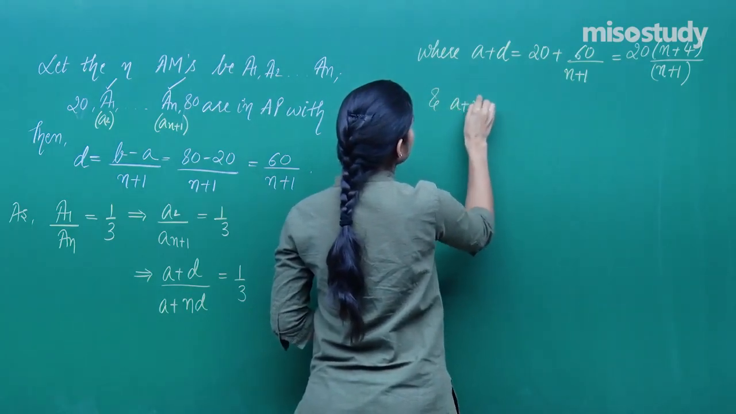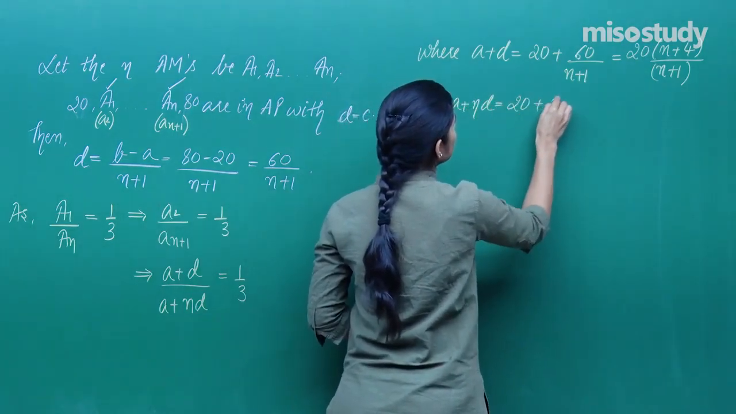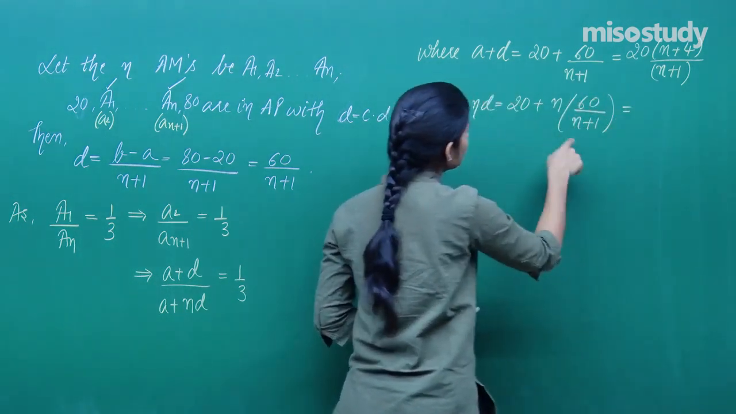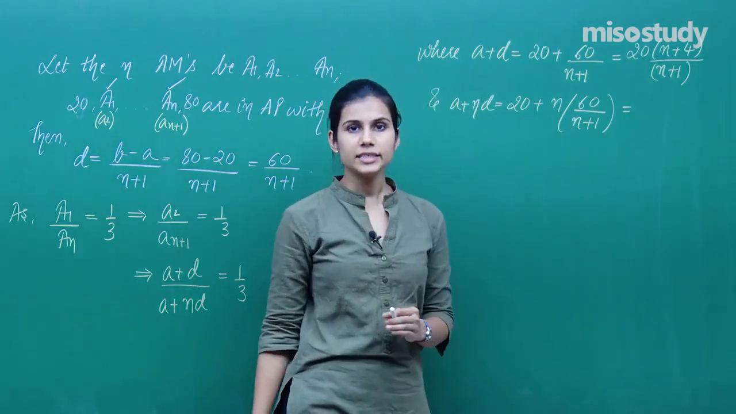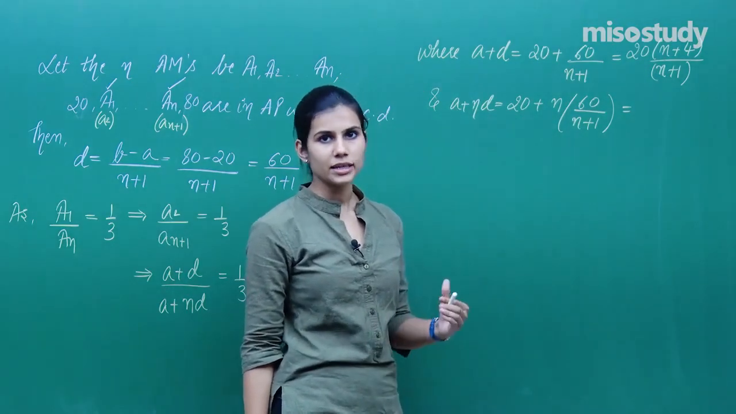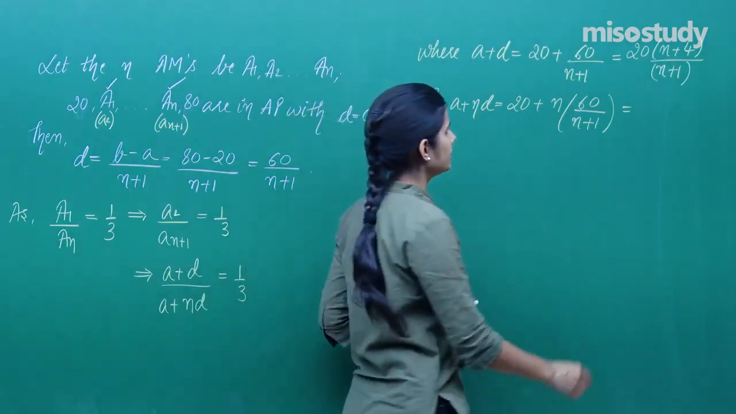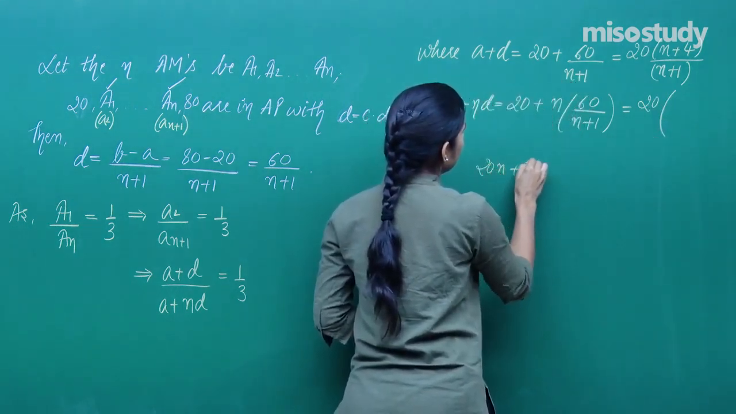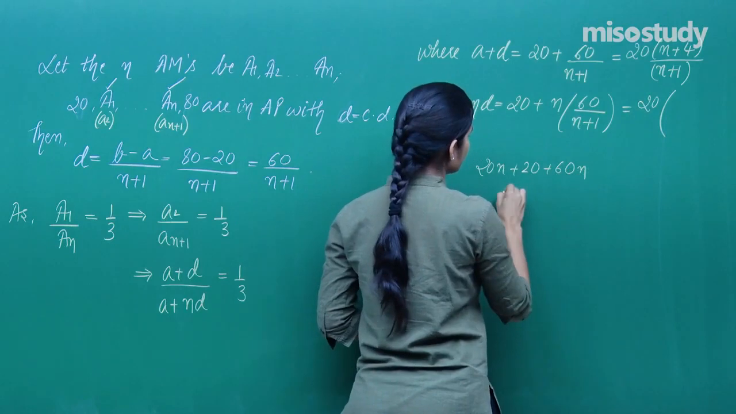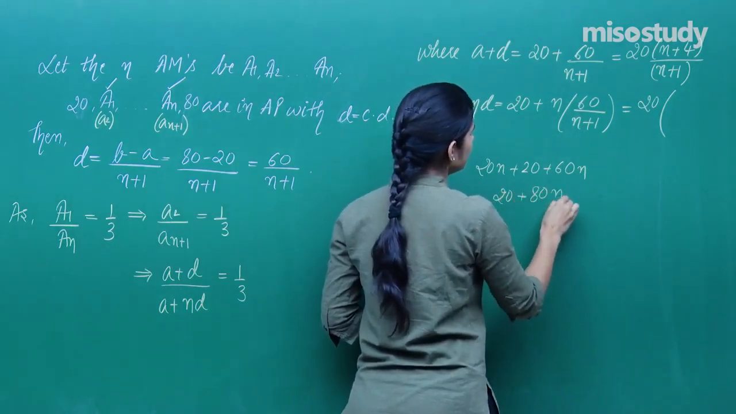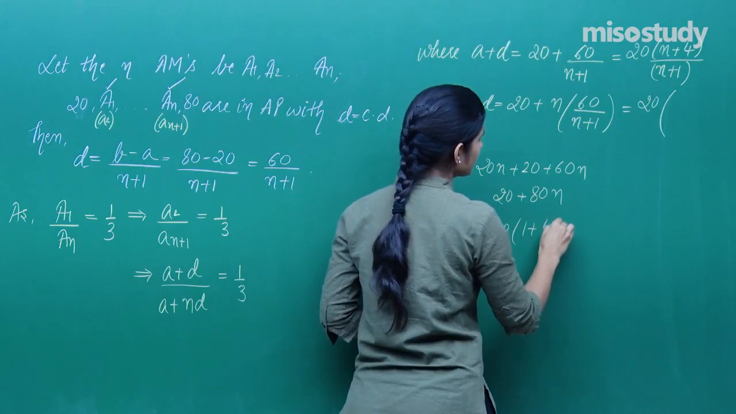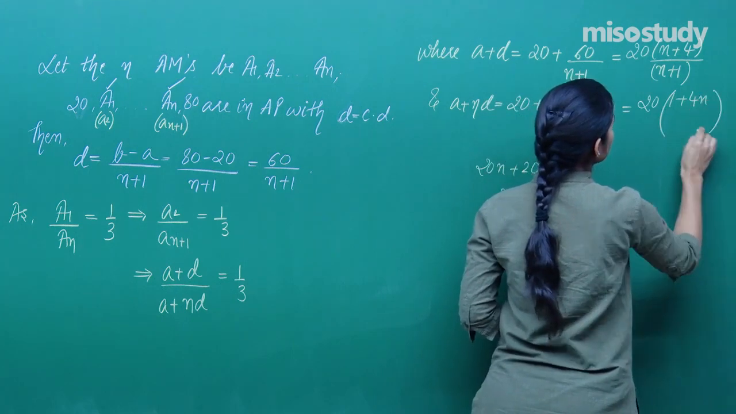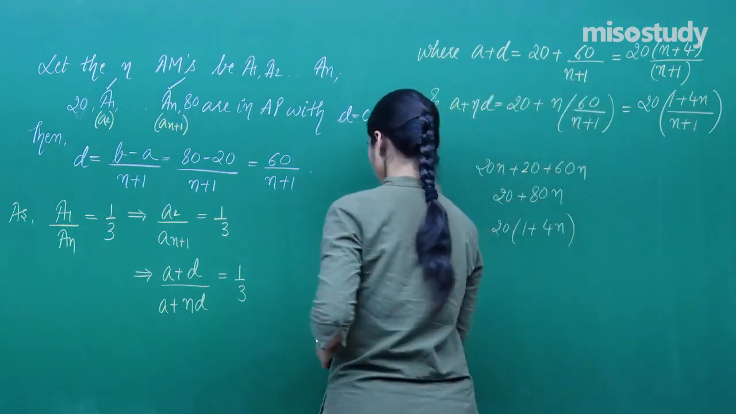and a plus nd is a plus n times 60 upon n plus 1. This is 20n plus 20 plus 60n, that is 80n plus 20. 20 comes out, you get 4n plus 1. See, over here you get 20n plus 20 plus 60n, so you get 20 plus 80n. 20 comes out common, 1 plus 4n. So you get 1 plus 4n or 4n plus 1 upon n plus 1. Fine.